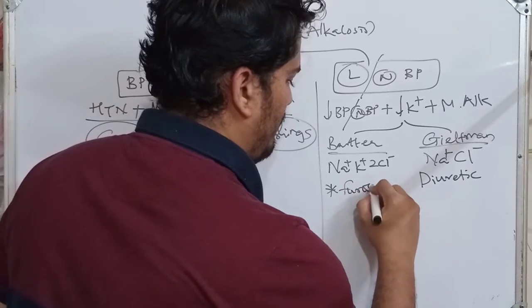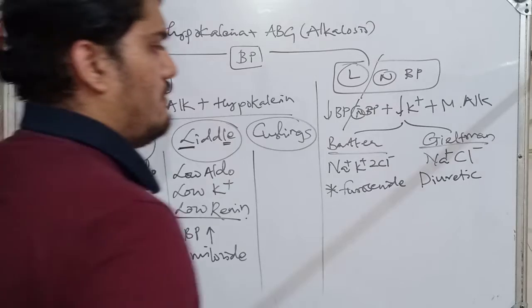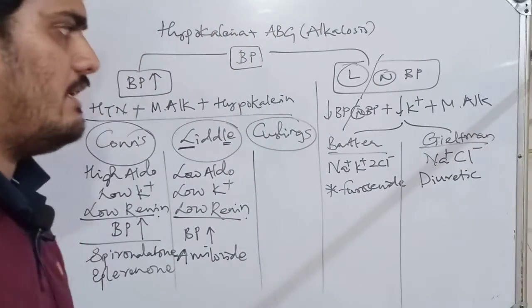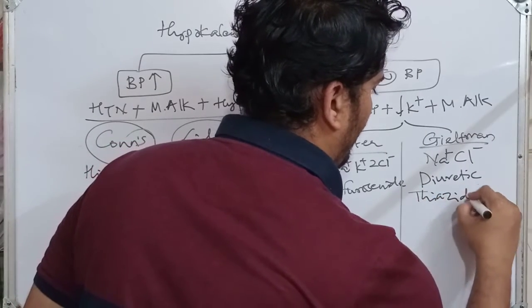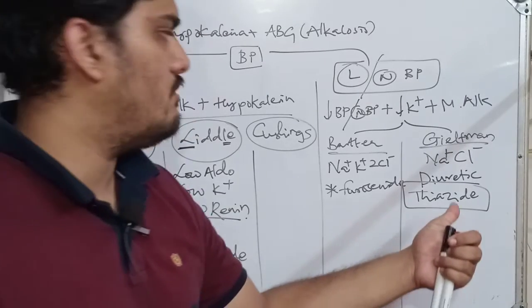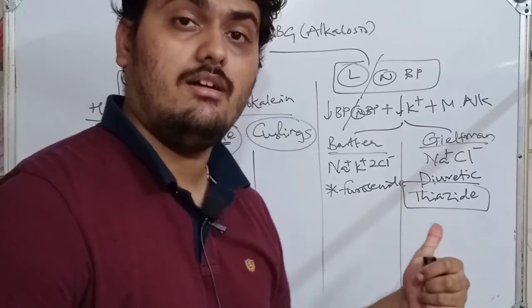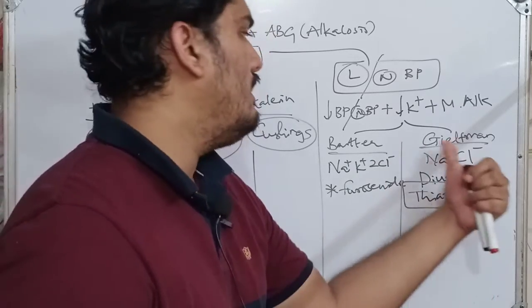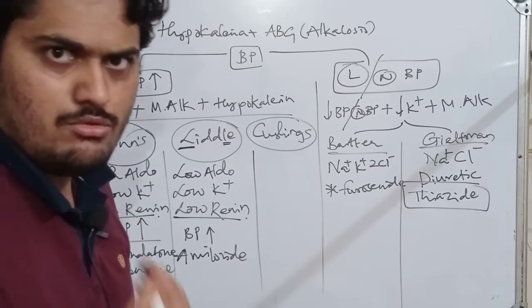So here which drug is it? Furosemide, or the loop diuretics, they are called. So loop diuretic for Bartter, and here the typical Gitelman syndrome, the diuretic is thiazide. Thiazide group of drugs which act on sodium chloride reabsorption in the DCT, that is distal convoluted tubule, leading to Gitelman syndrome. And how to differentiate between them with the clues in the question.